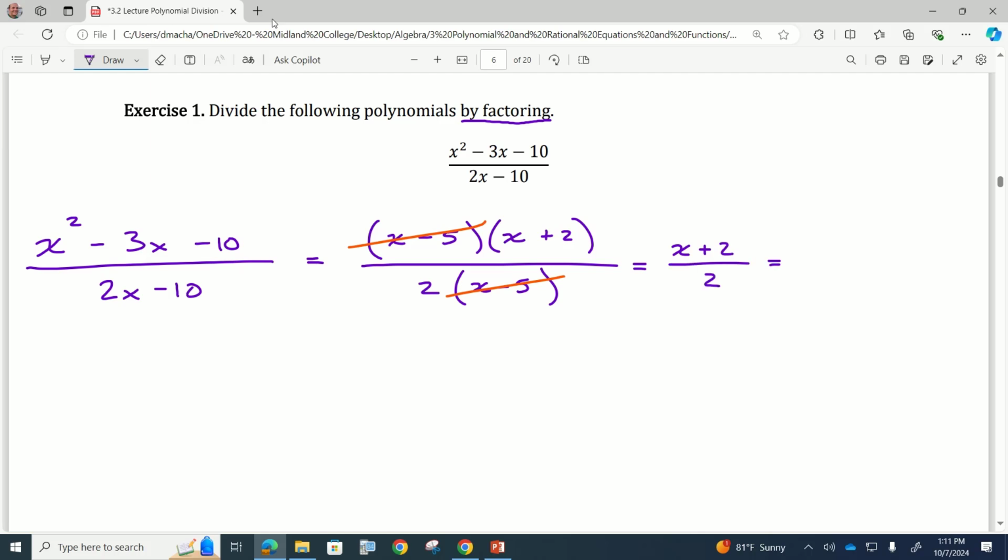And this is a linear polynomial with the expanded form 1/2 x plus 1. So that's my answer. And that's what I mean if I say divide by factoring. I mean factor the top, factor the bottom, cancel out any common factors, and then simplify.